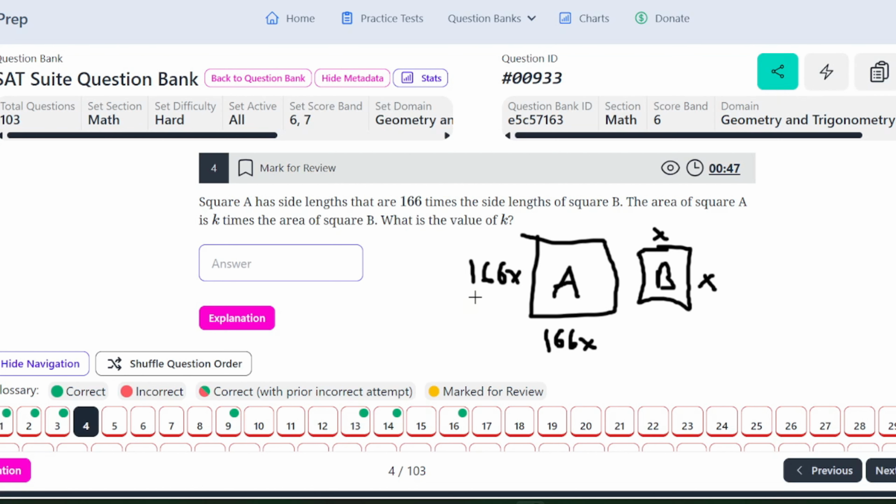Okay. So that just means this area is going to be a multiple of the area of B, because x squared has a coefficient of 1. 166 times 166 is 27,556 x squared. So that means it's 27,556 times the area of square B. So this would be your answer.